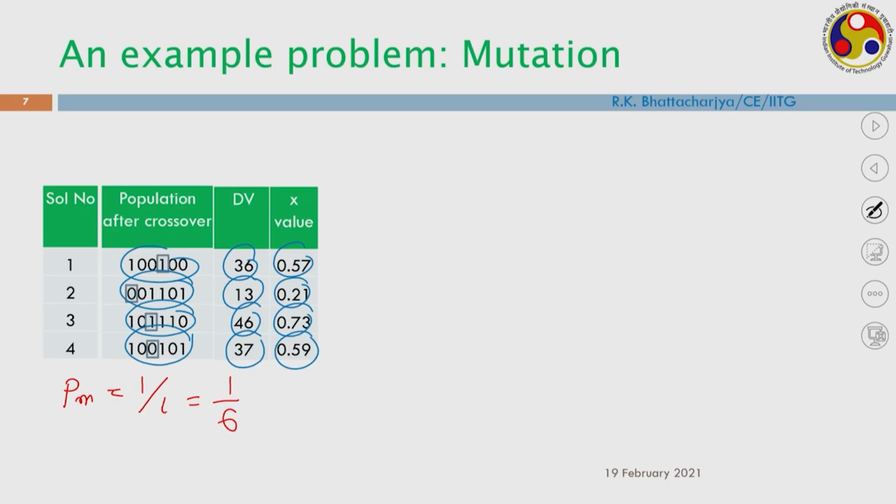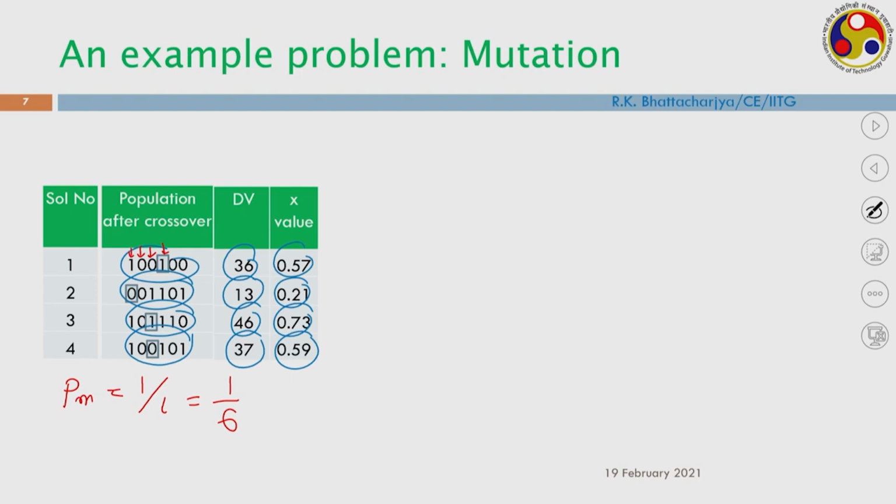Then what you will do basically, first you will go to the first bit, and then you generate a random number. If the random number is less than 1 by 6, then you mutate it. Mutate means if it is 1 then you make it 0, and if it is 0 you make it 1, or otherwise you just keep it. Then you go to the next one, and the next one, like that. So, in this case what is happening? For the fourth bit, the random number is less than 1 by 6, so this bit will be mutated.